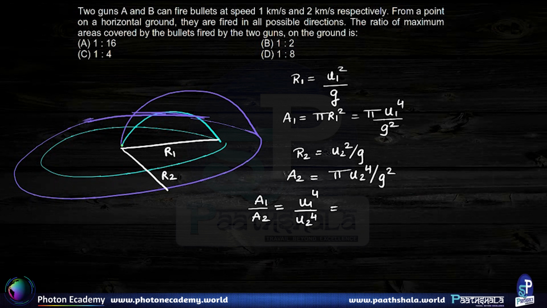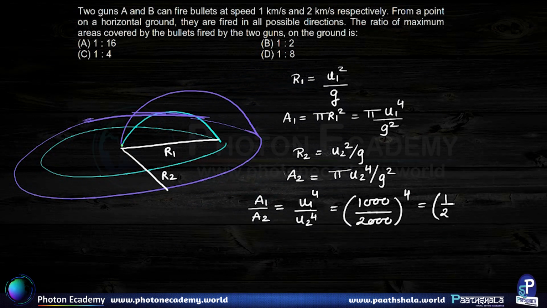So u1 has been given to be 1000 meters per second. So 1000 upon 2000 raised to 4. So that is 1 upon 2 raised to 4. So we get the answer to be equal to 1 upon 16. So that is option A.